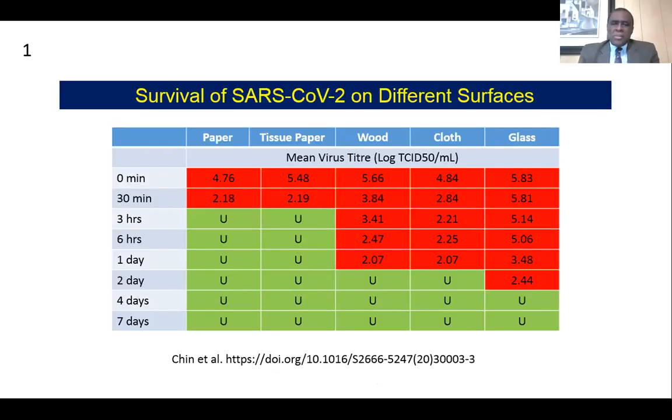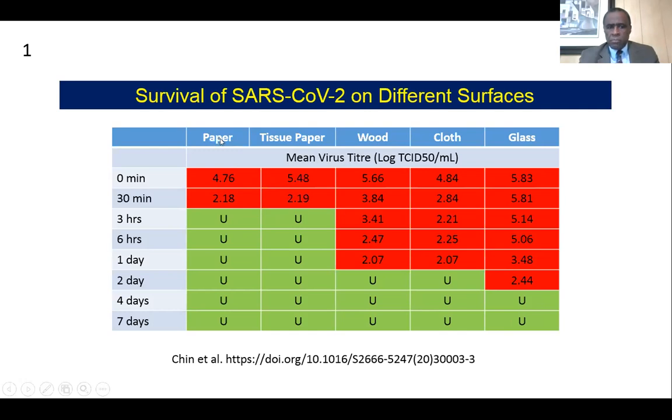Now, the next two slides are really quite interesting. This is work that was done by investigators that looked at the survival of the virus that causes COVID on different surfaces. At the top, where you can see my cursor, we have paper, like printing paper, tissue paper, wood, clothing, and glass. Anything in the red shows where the virus was detected. Anything in green means that the virus was not detected. Essentially, the investigators spiked the material with the virus and let it rest for several hours and days, and then went back to see if they could detect the virus.